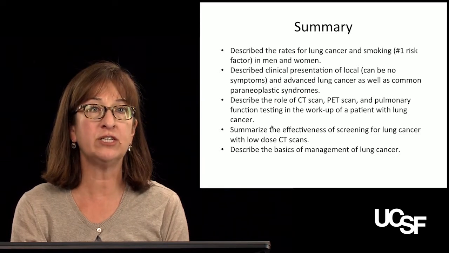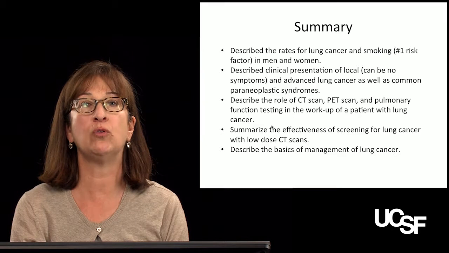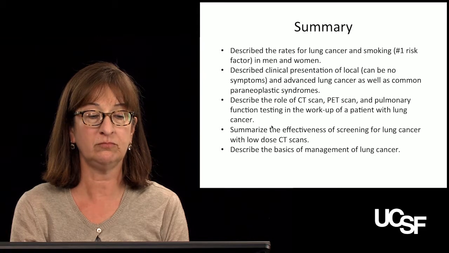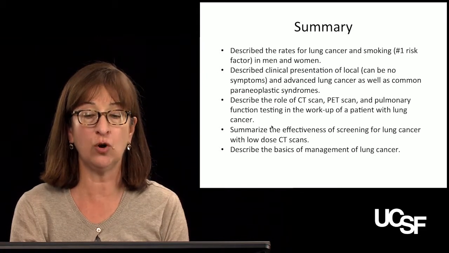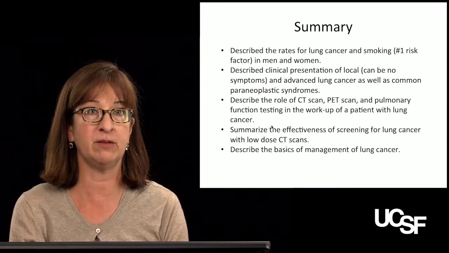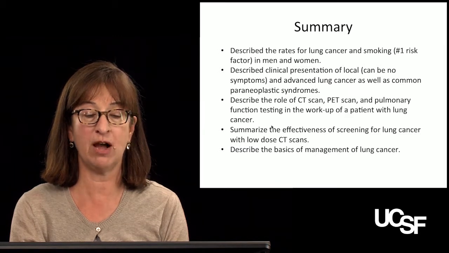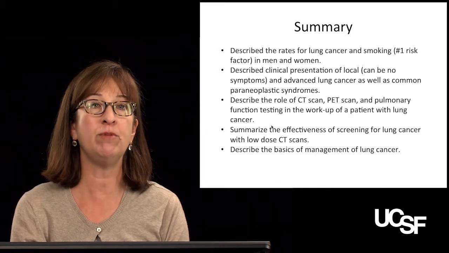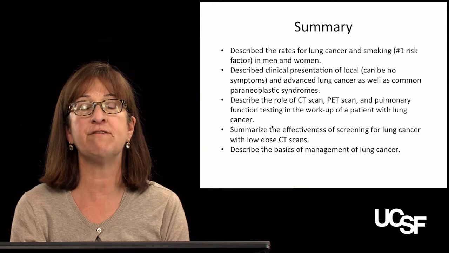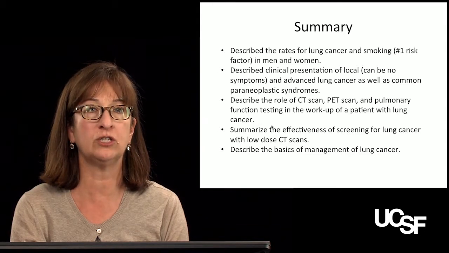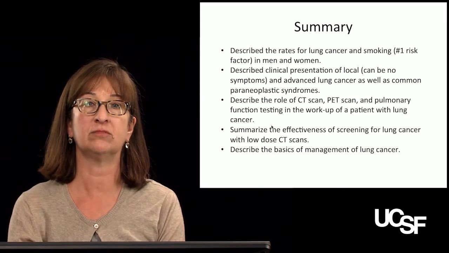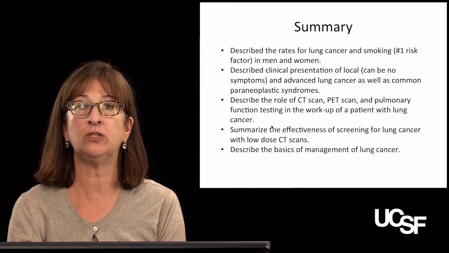So in summary, we described the rates for lung cancer and smoking, smoking being the number one risk factor for lung cancer in both men and women. We described the clinical presentation of local, which can be asymptomatic, and advanced lung cancer, as well as common paraneoplastic syndromes. We described the role of CT scan, PET scan, and pulmonary function testing in the workup of a patient with lung cancer. And we summarized the effectiveness of screening for lung cancer with low-dose CT scans. And we've also talked about the basic management of lung cancer. And this concludes our module on lung cancer.